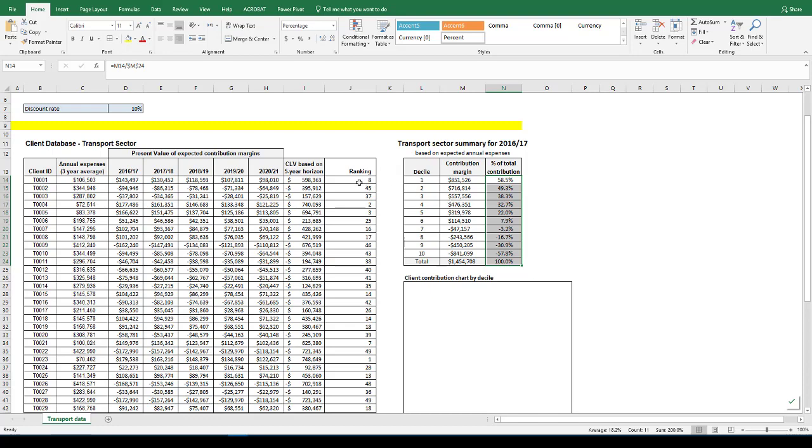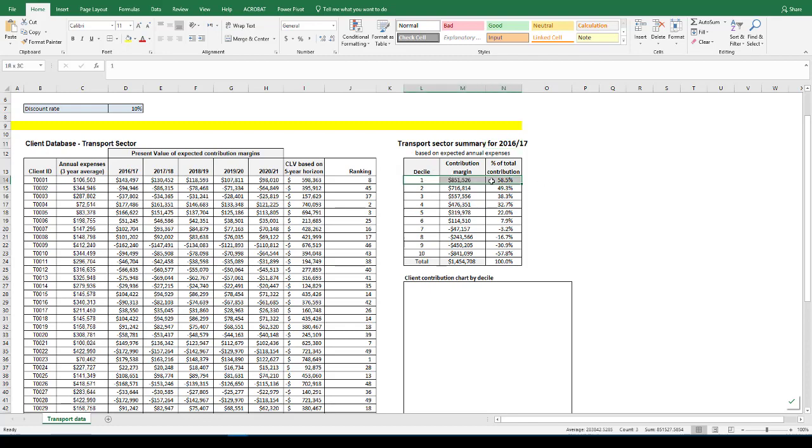What we have done was, based on the ranking of customers' CLV, we have basically classified customers into 10 deciles, and each decile accounts for 5 customers based on the ranking. We found the contribution margin of these customers for the years 2016 and 17 and got the percentage of total contribution. What does this data tell us?